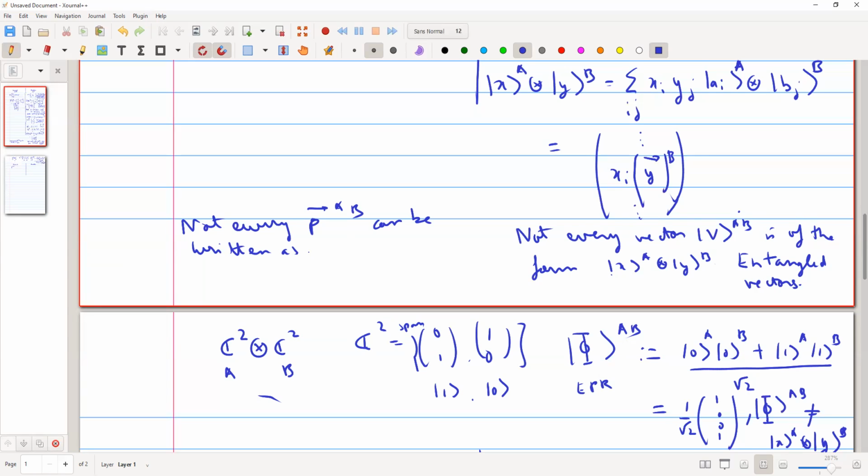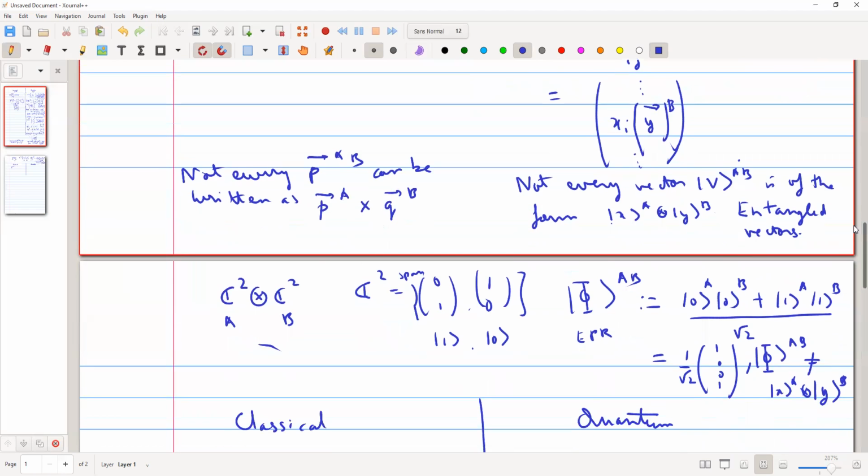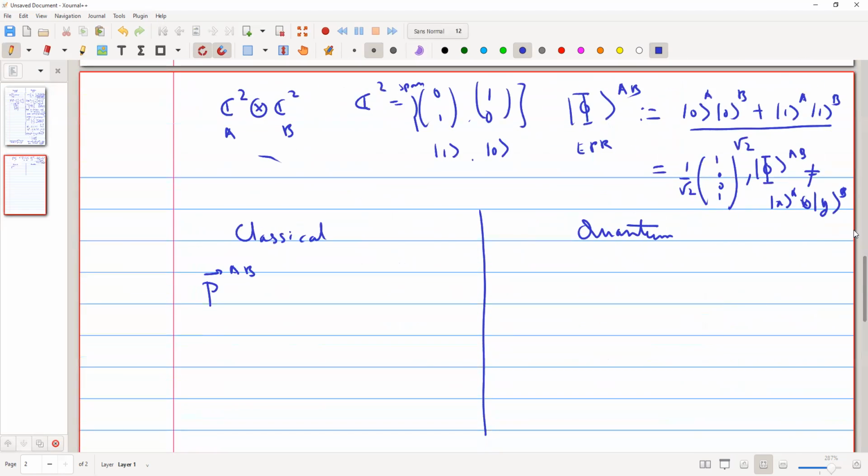Okay, not every probability distribution on the system AB can be written as a product, right? So we know that there are truly joint probability distributions which cannot be written as a product of two probability distributions, right? Okay. So now let us say I have a probability distribution on AB, an arbitrary probability distribution. Maybe it is a product, maybe it is joint. I don't really care at this point.